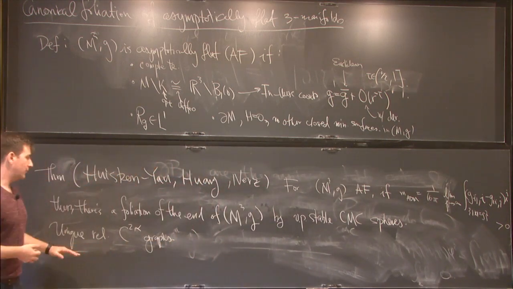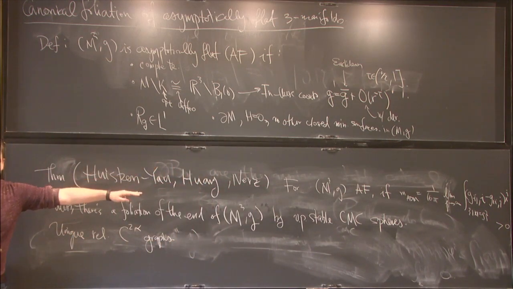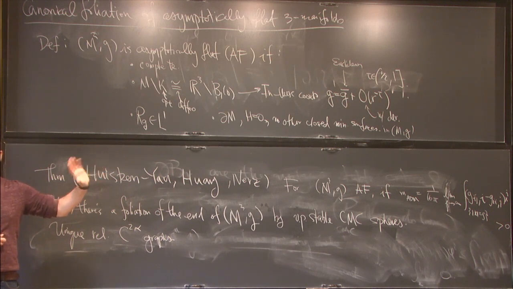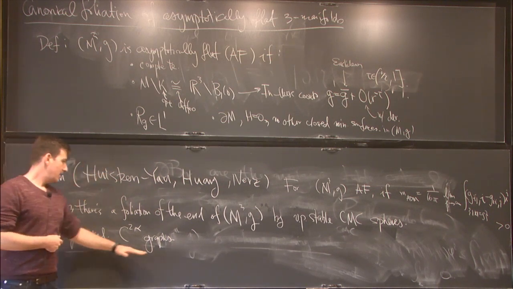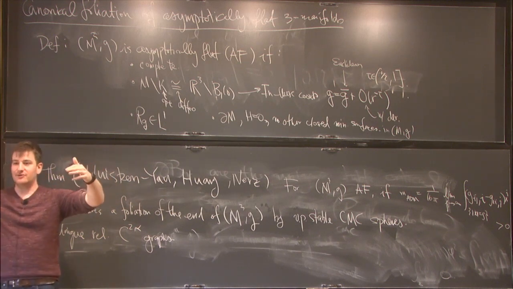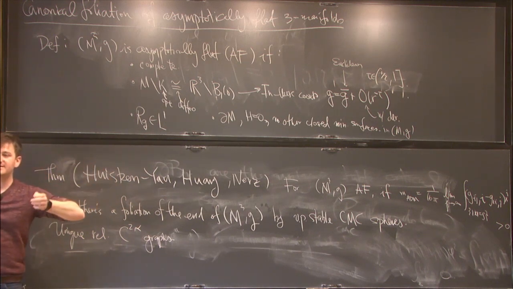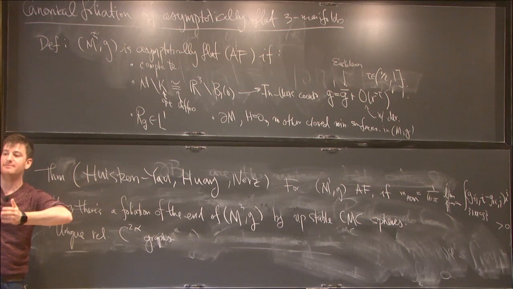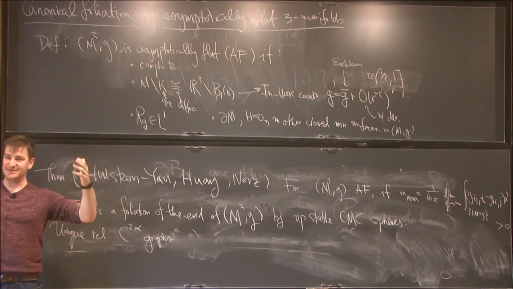Yeah. Okay. Because I've assumed the mass is positive, actually, I think you just assume the mass is non-zero for this result. So if you try to change one of these spheres by a small C2 alpha normal graph, it's not going to stay CMC with the same mean curvature. Right? So in Euclidean space, there's no such uniqueness.